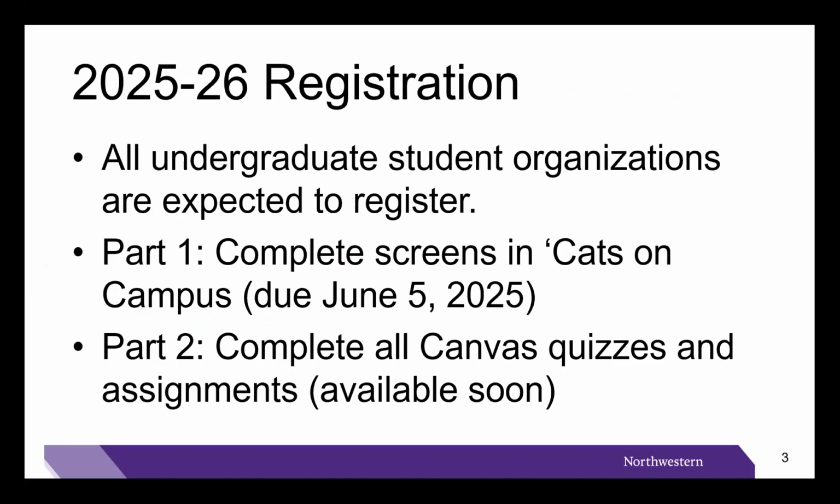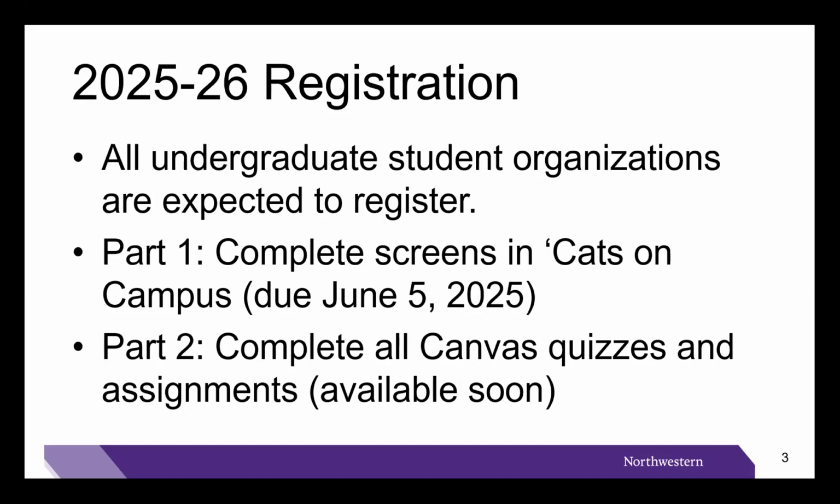All undergraduate student orgs are expected to register to maintain campus privileges for the upcoming year. The registration happens in two parts. Today, we're going to focus on part one. Part one is hosted in the Cats on Campus platform, and you navigate to it by going to your group page. I'll offer a screen share demo of how to do this.